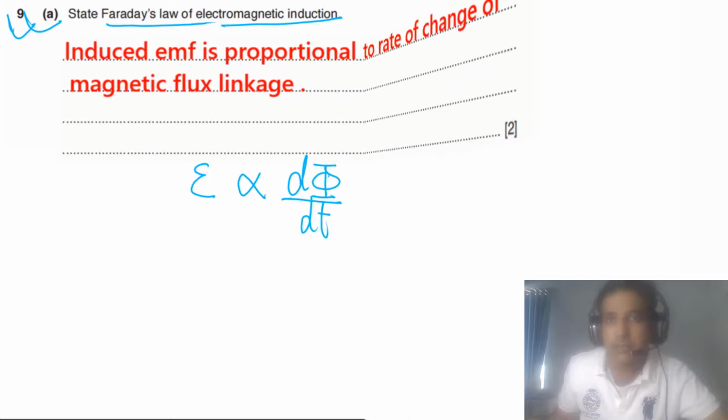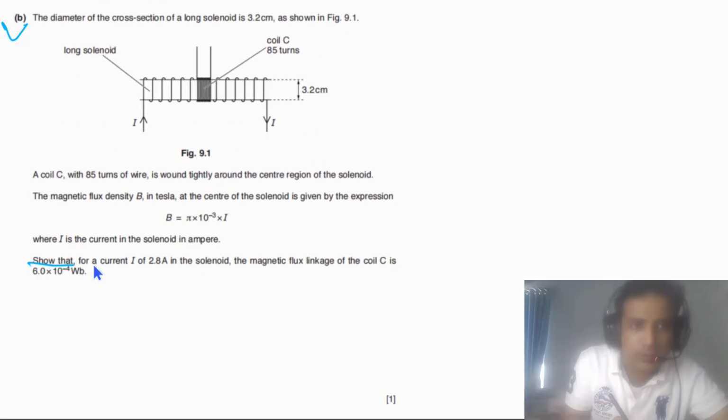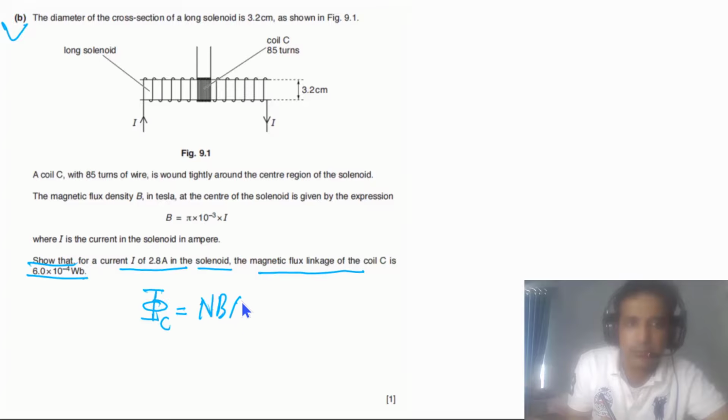Part B says, show that for a current of 2.8 amps in the solenoid, the magnetic flux linkage of the coil C is equal to this. So simply we need to calculate magnetic flux linkage of coil C. So we can say phi C has to be equal to NBA: number of turns on coil C, times the cross-sectional area of coil C, times B, the magnetic field.